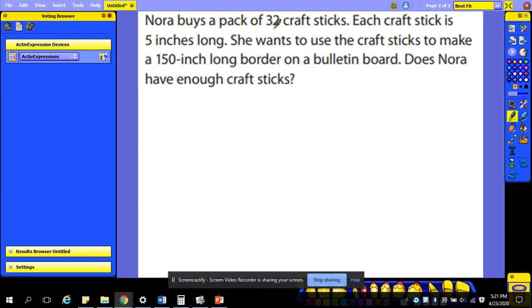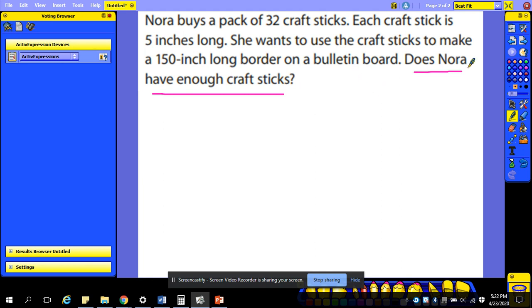Nora buys a pack of 32 craft sticks. Each craft stick is 5 inches long. She wants to use the craft sticks to make a 150-inch long border on a bulletin board. Does Nora have enough craft sticks? The problem is about the craft sticks that Nora would like to use for the border of the bulletin board. It's asking us, does Nora have enough craft sticks?